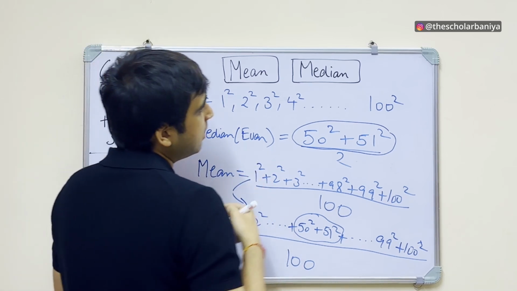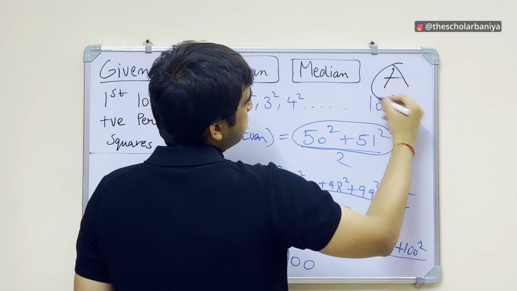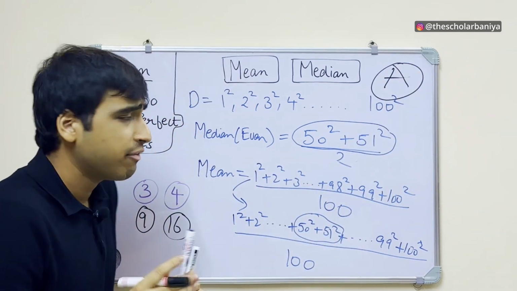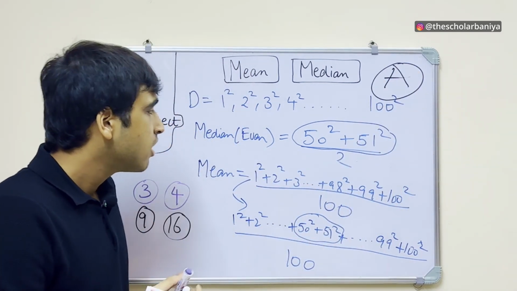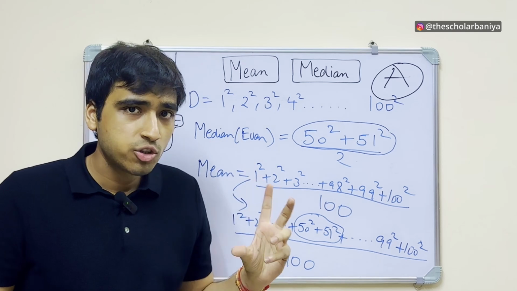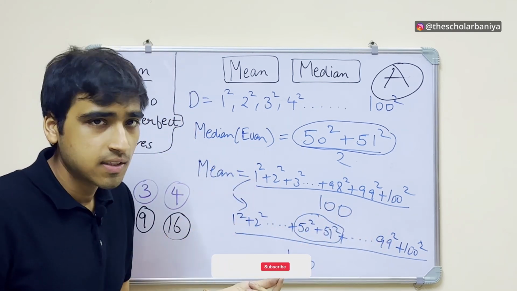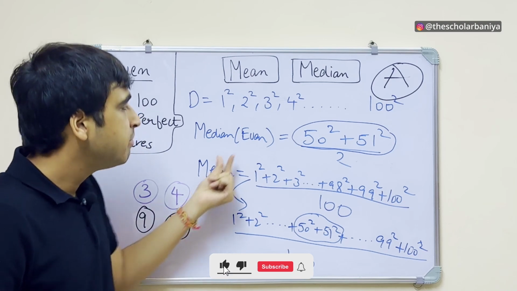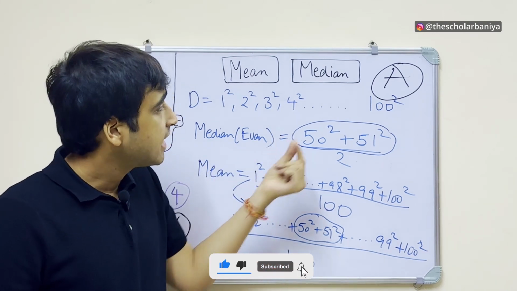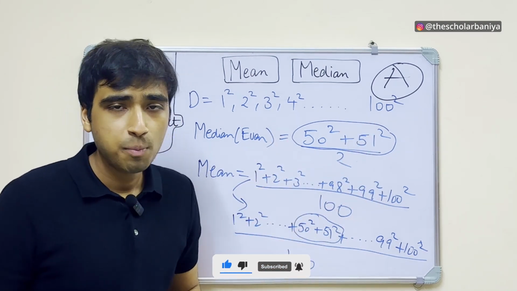So your answer becomes A. You don't have to solve anything in this question. You just have to use some logic. You have to observe a few things and then come up with a logical answer, that obviously the mean will be much bigger than the median. And that is why the answer is A. So I hope this should be clear.